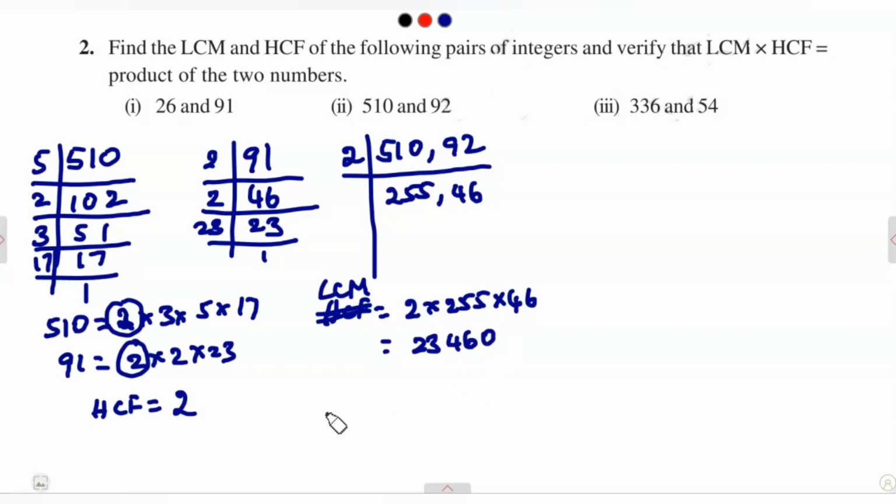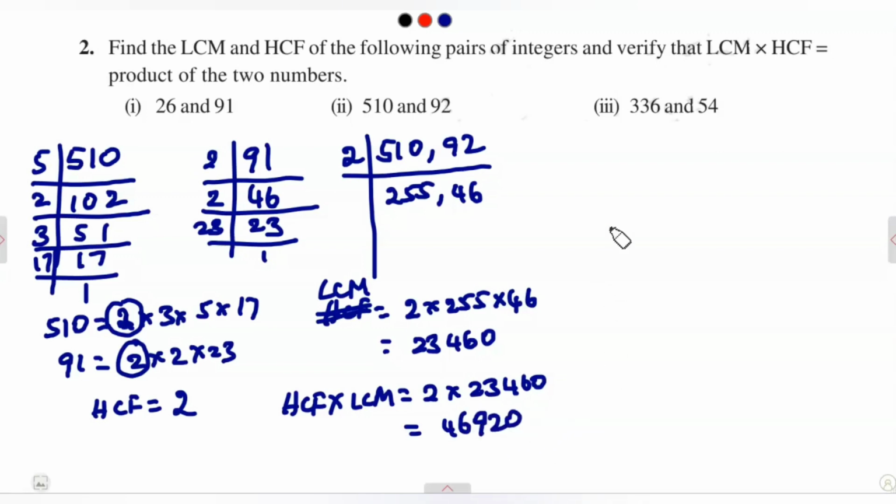Which is equal to 23,460. Now let's find the product of HCF and LCM. HCF into LCM is equal to, HCF we got 2 into LCM is 23,460, which is equal to 46,920. So this is the product of HCF and LCM. Now let's find the product of the two numbers also.